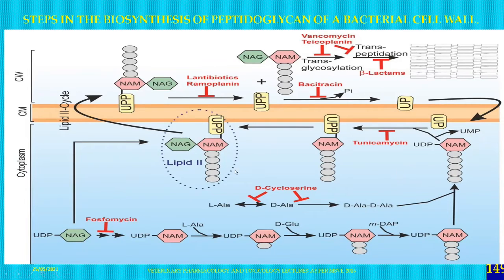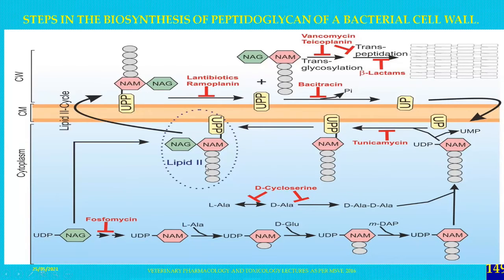So this is the variety in the different steps, especially the conversion of UDP-NAG to UDP-NAM, which fosfomycin is going to inhibit. Whereas in the other tracks, like the joining of L-alanine to D-alanine is inhibited by cycloserine. So these two, the peptide, especially the amino acid chain and the N-acetyl muramic acid amino acids, they are going to form the NAM, UDP, then amino acid complex.